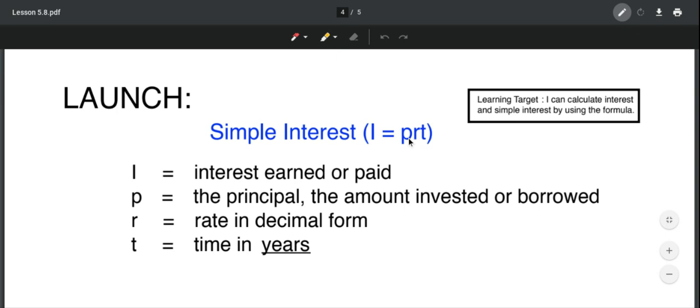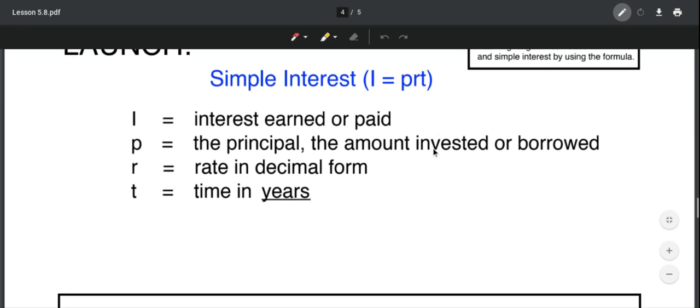The P is the principal, the amount that was either invested, such as in a savings account, or borrowed, such as in a car loan. The R is the rate in decimal form for that interest. And then the T stands for time in years. It is very important that you understand that the time is represented as years.